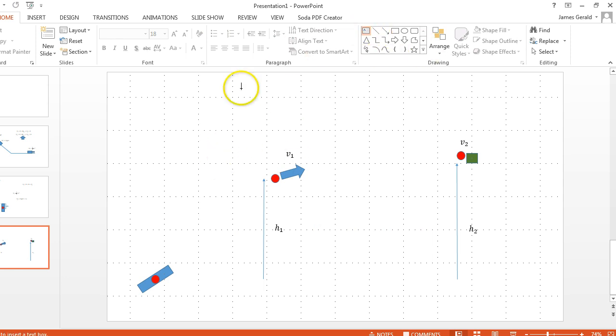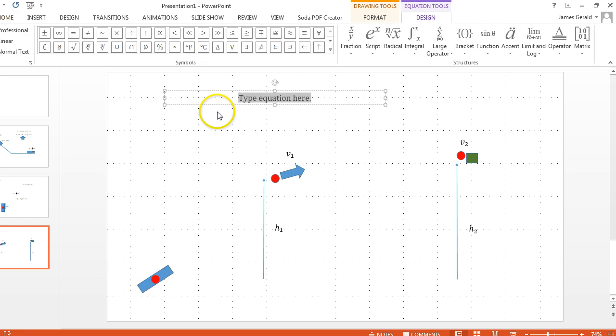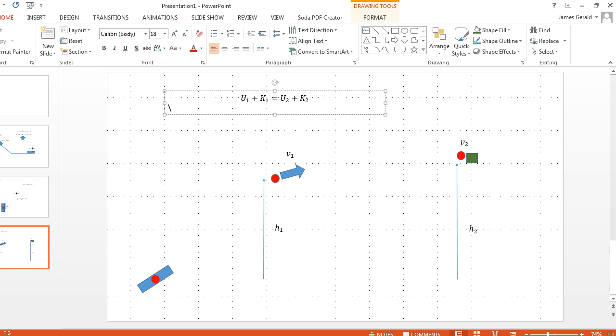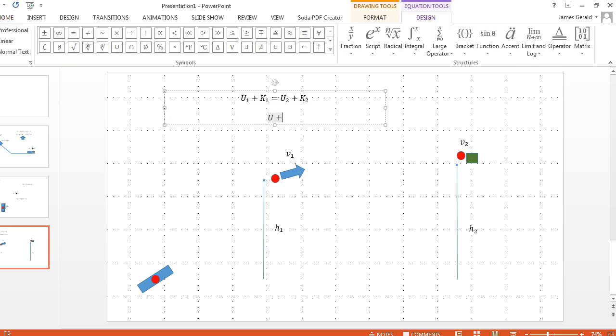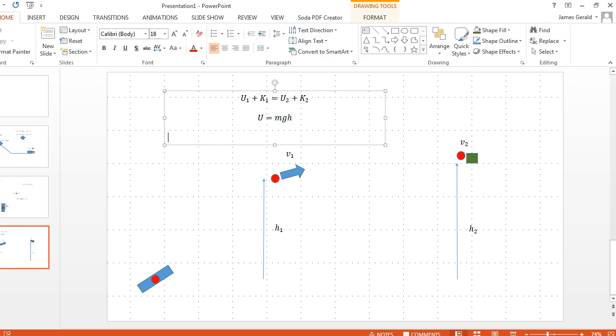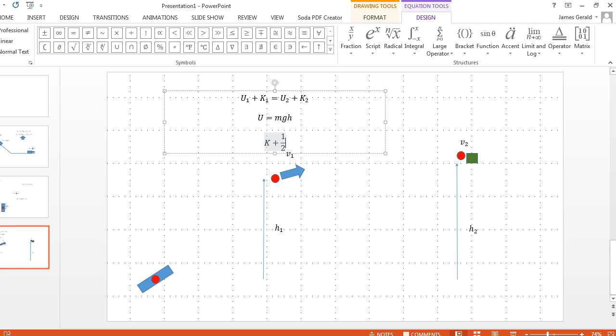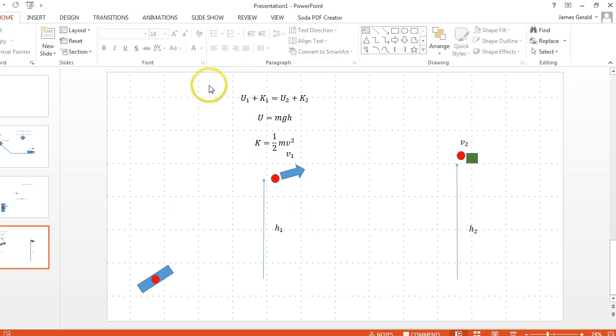Well, again, this is an energy conservation problem. We know U1 plus K1, no frictional forces involved, right, equals U2 plus K2. What's our equation for potential energy in both cases? U is mgh. And what's the kinetic energy in both cases? K is 1/2 mv squared. All right, so we solve for everything we need, put this equation together, and solve for our v2 to get the velocity of the projectile.